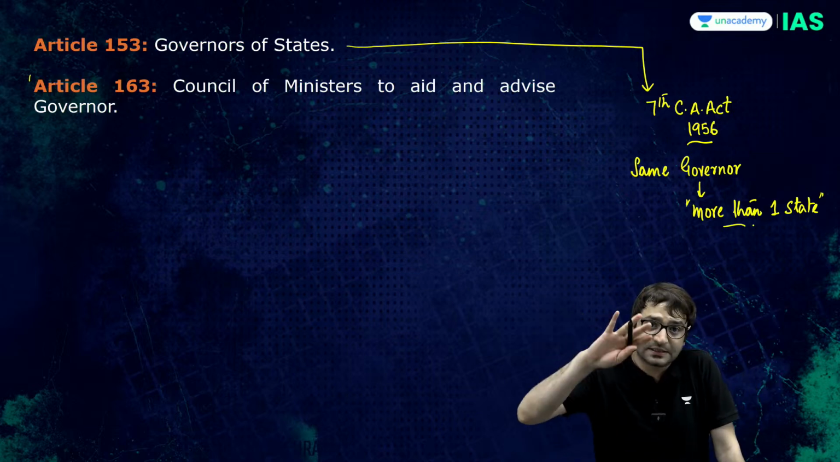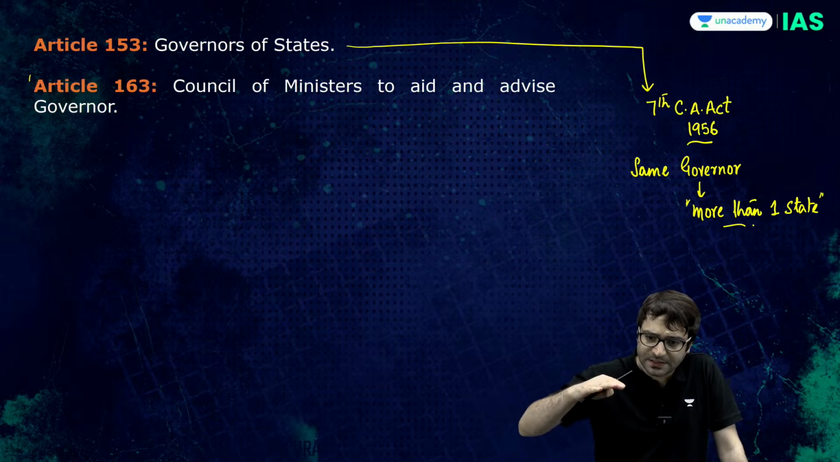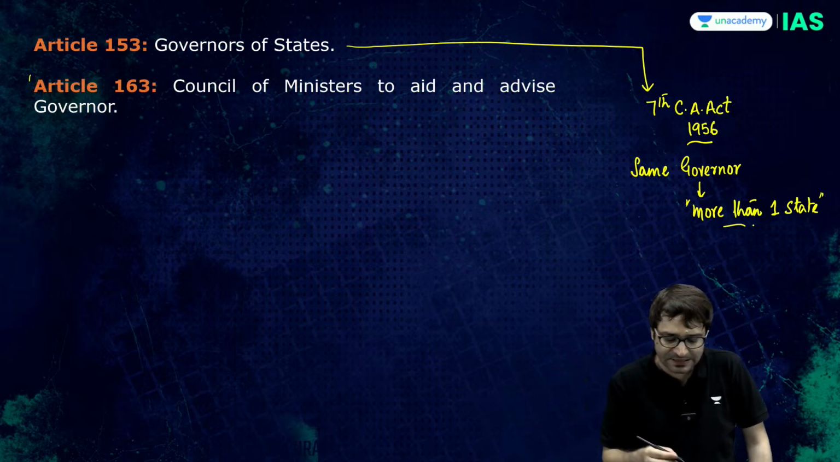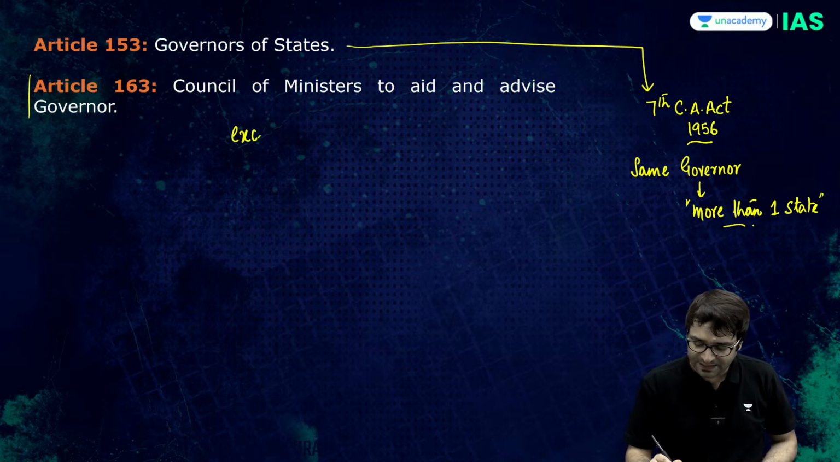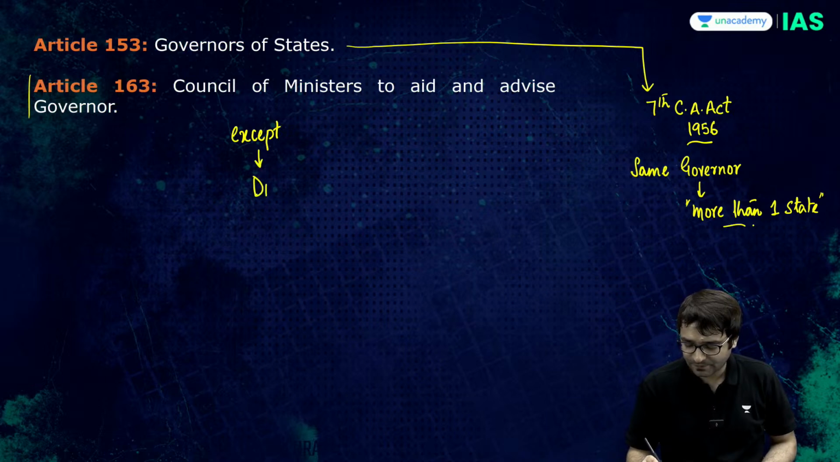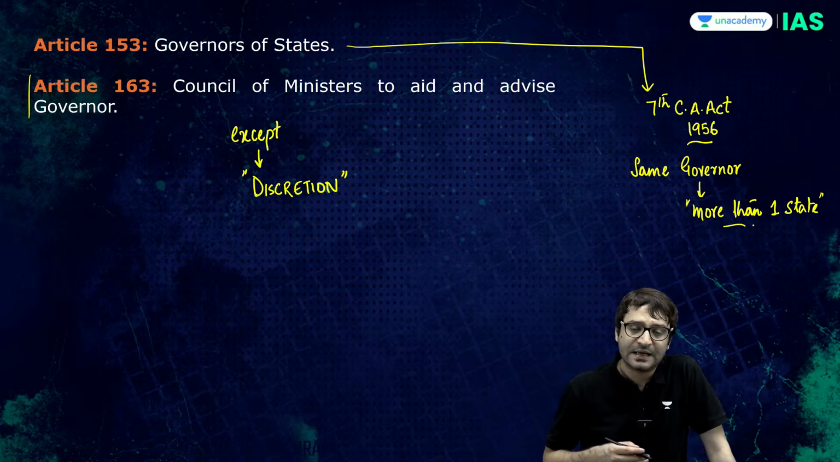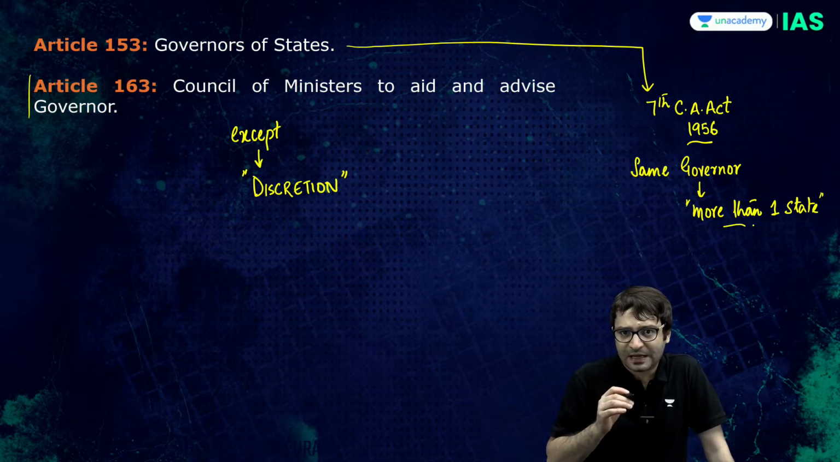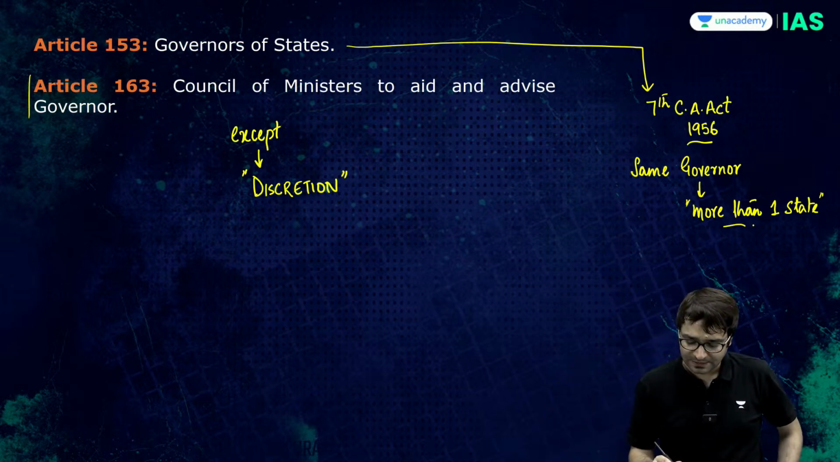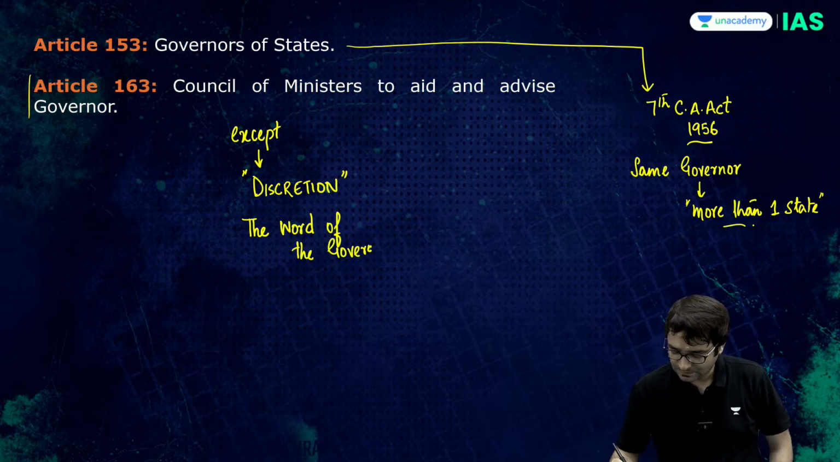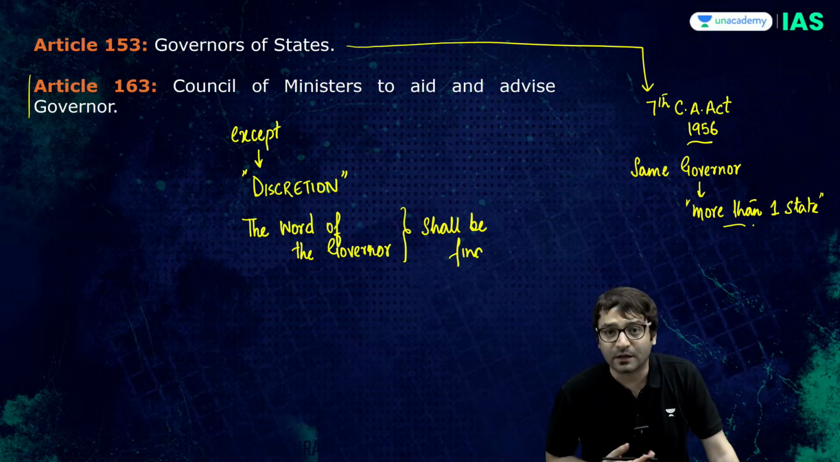Article 163 is similar to Article 74, but with some exception. There shall be a Council of Ministers with the Chief Minister at the head to aid and advise the governor, who shall act on that advice except when the governor has to act in his discretion. That means when the governor has to act on his own without the aid and advice of the Chief Minister and Council of Ministers. And the Constitution says, if there is a dispute as to what constitutes the discretionary power of the governor, the word of the governor shall be final. So the governor gets to decide what are my discretionary powers.